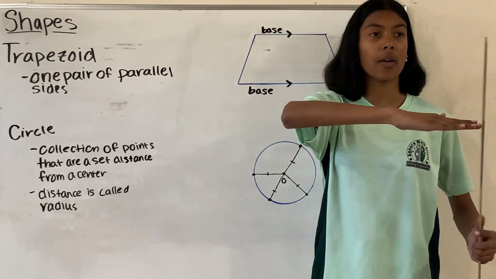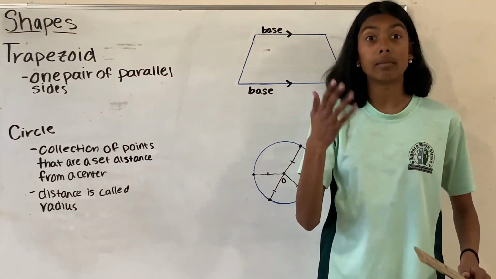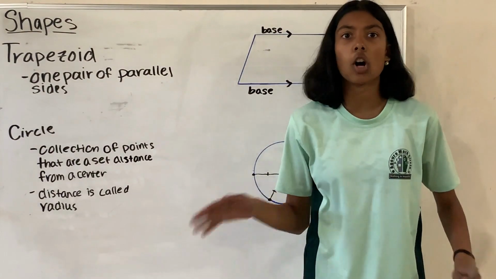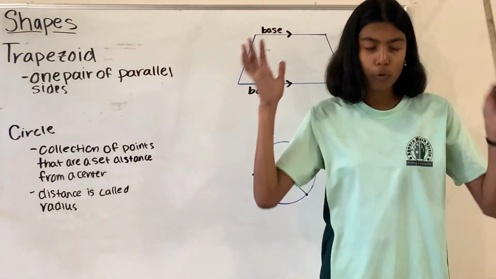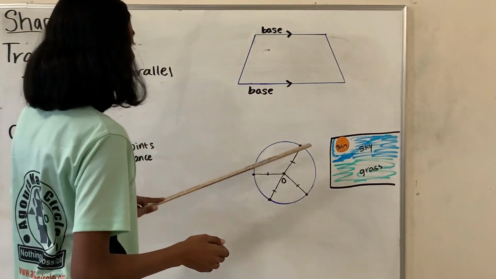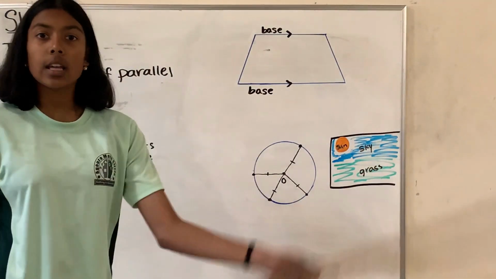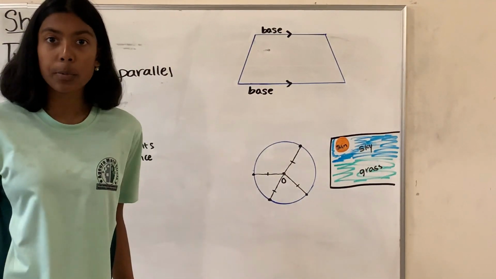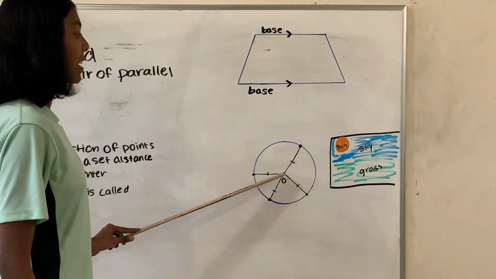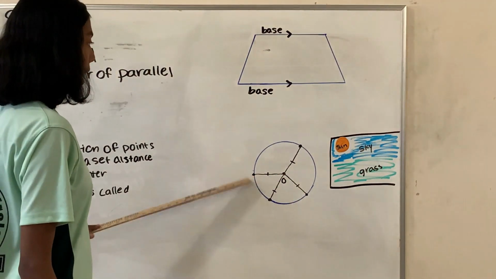Everywhere the tip of my finger touches forms a circle. It's not going to be completely good, but close enough. And so that set distance is called our radius. Anyways, so here's a circle, and everything in blue is the actual circle. In that curve of blue are infinitely many points that are the same distance from the center point. So this is the same distance from O as this, and this.